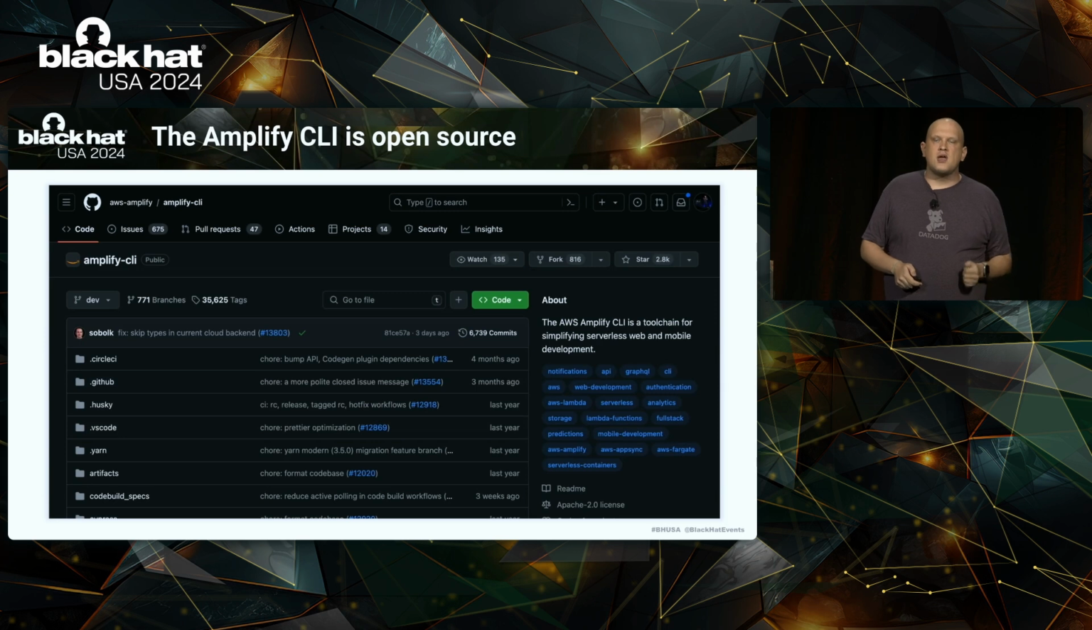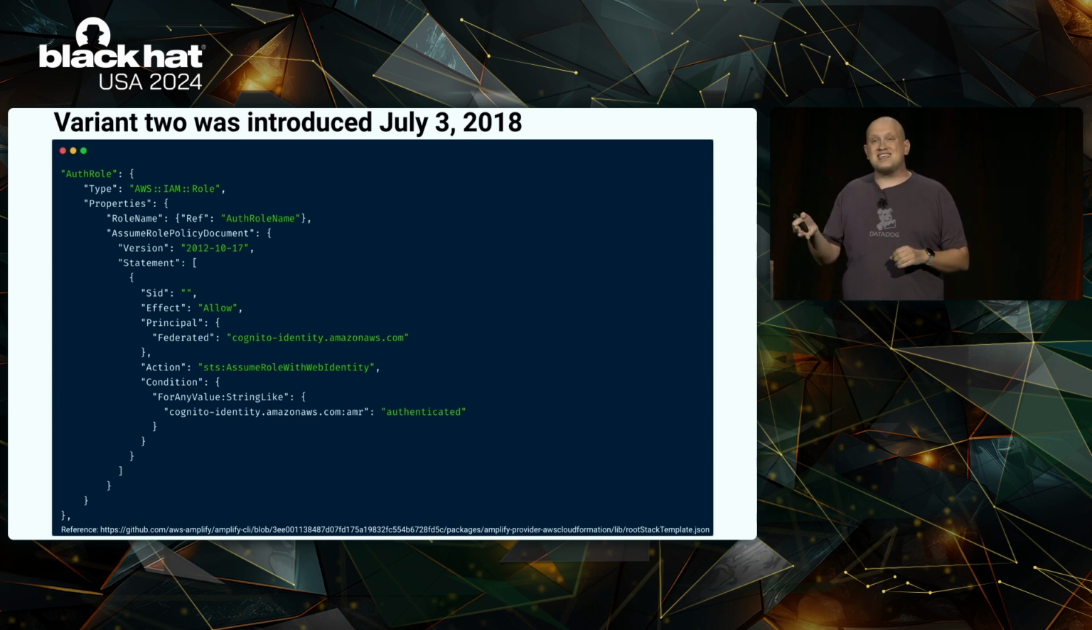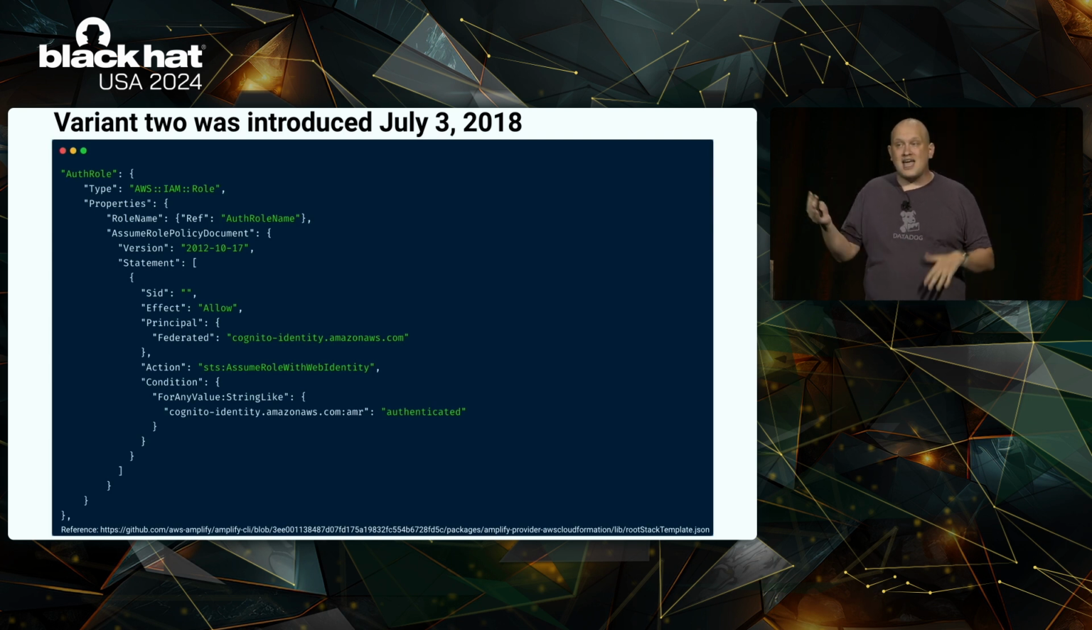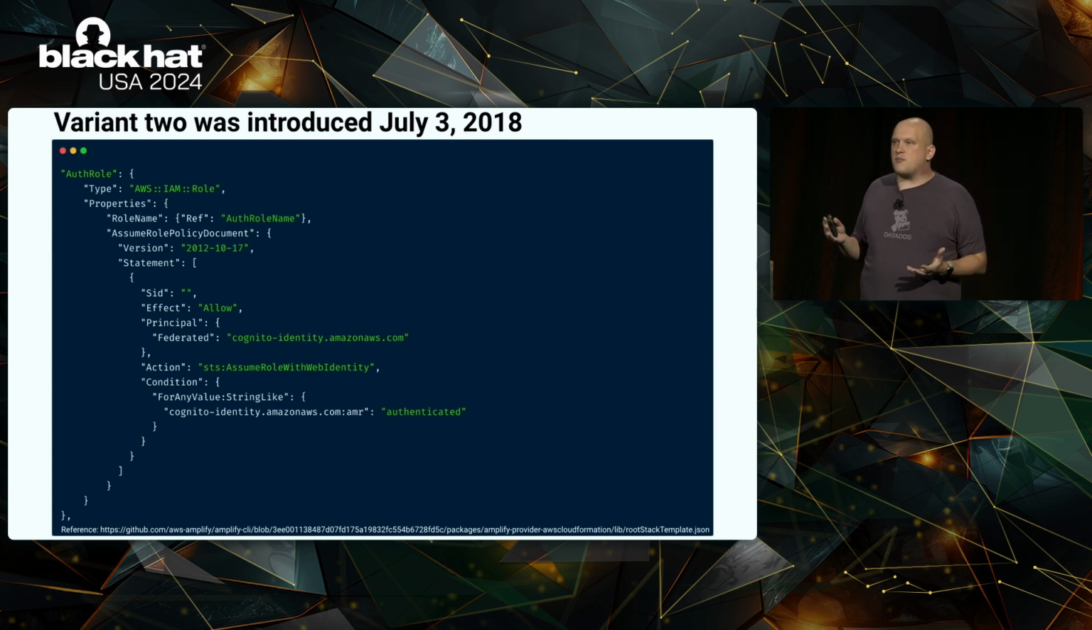And that's how I can tell you that on or around July 3rd, 2018, the variant 2 vulnerable trust policy was introduced to both the Amplify CLI and the Studio. What was happening was anytime you created an Amplify project, two roles would be created by default in your account, an auth role and unauth role like we saw previously. Unfortunately, as a part of this commit, the default trust policy for these roles out of the box was the variant 2 vulnerable policy. Simply creating an Amplify project, using the service completely normally as you would expect, would introduce two roles in your account that could be assumed by anyone.